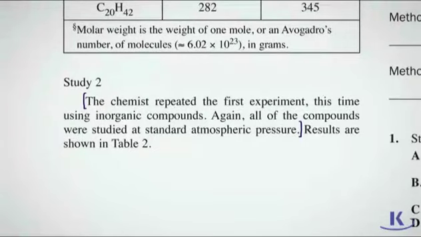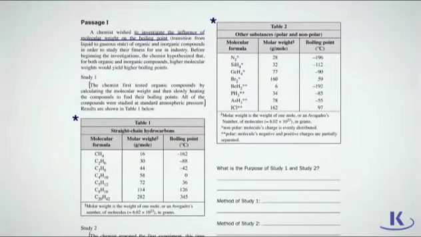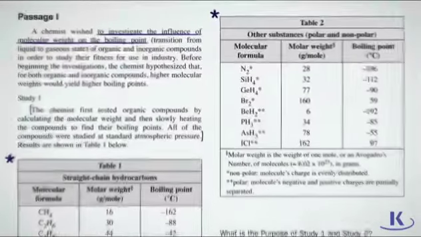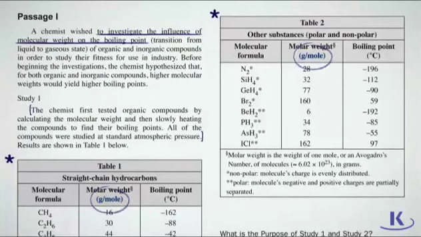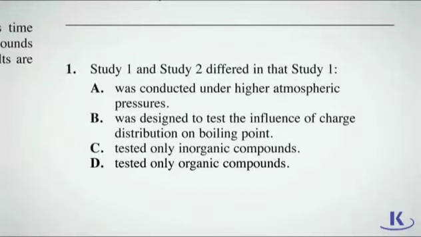Now take a moment and scan the two tables. What are the units of measurement used? You got it. Grams per mole for molecular weight and degrees Celsius for the boiling point in each table. On to question 1. Study 1 and Study 2 differed in that Study 1, you've already marked the method of each study, so check your passage notes for the answer.